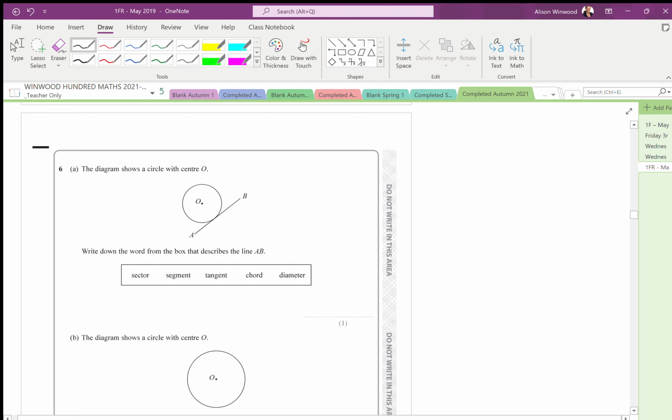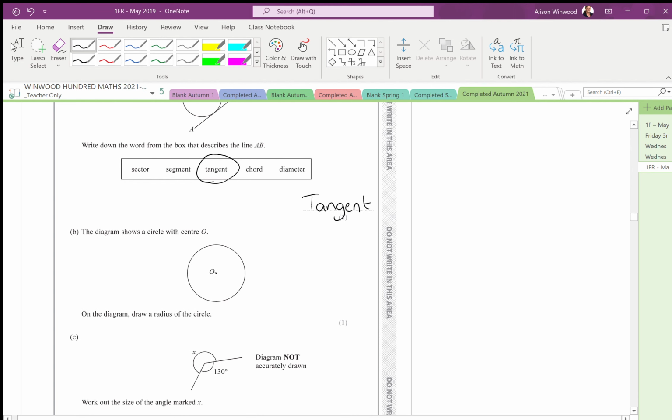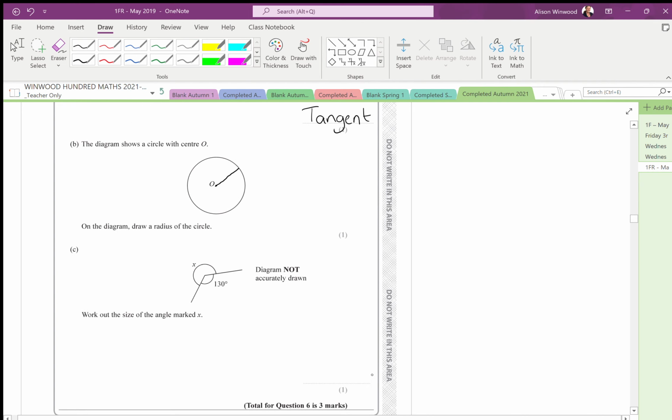A to B is a tangent. A radius is a line that goes from the centre to the edge in any direction. Angles round a point add up to 360. So if I subtract the 130 I already know about, I'll find out that x is 230.